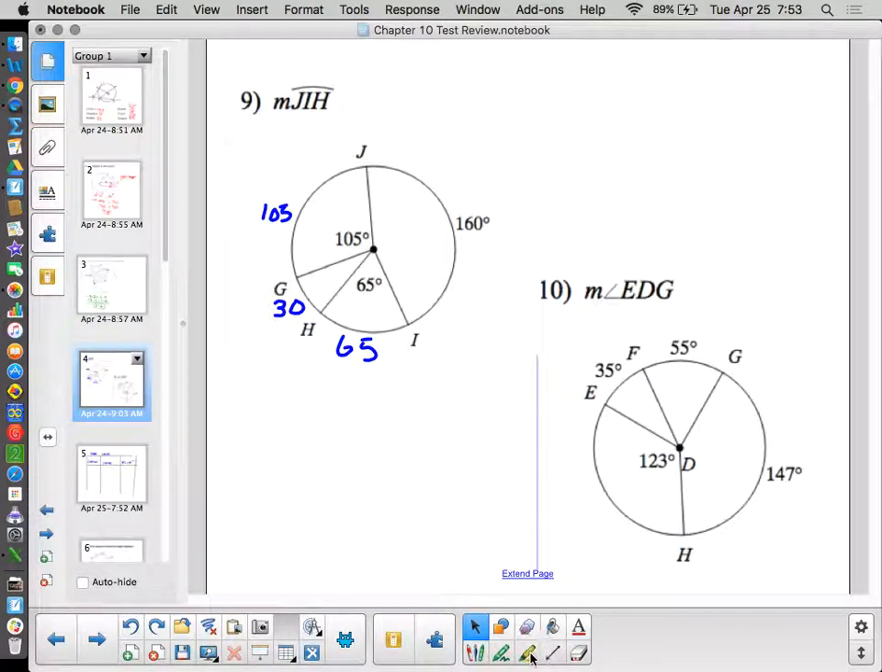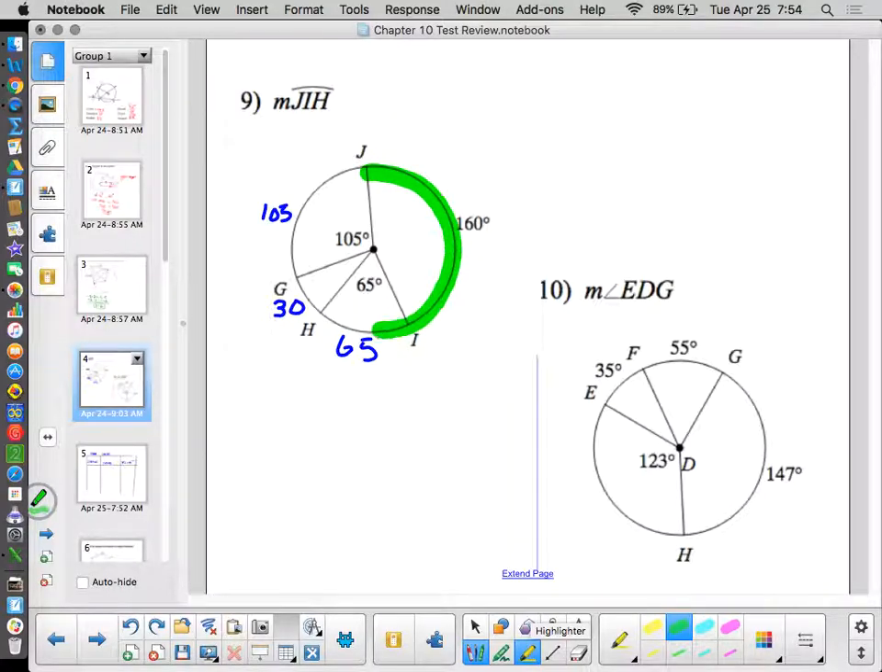Now I can very quickly answer my question. Arc JIH. I strongly recommend when you are doing this on your test to make sure you get the correct measurement. Literally take your pencil or a highlighter or something like that. Bring a highlighter with you to the test. It's always a good idea. And mark what it is you're finding.